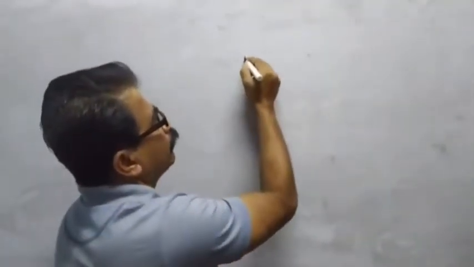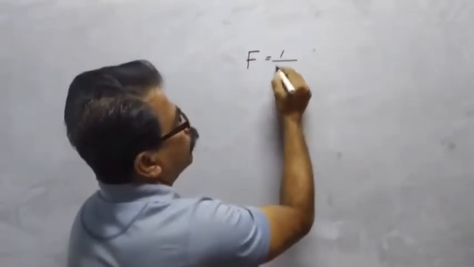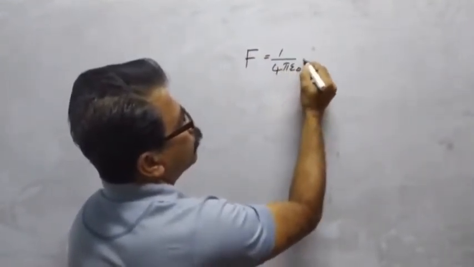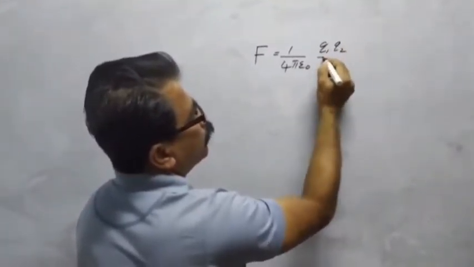Welcome to physics class. In the last class we discussed Coulomb's law. Coulomb's law gives the force of interaction between two charges, whether positive or negative. In that class you learned the equation representing Coulomb's law of forces. So, what is the equation? The equation is very simple. According to Coulomb's law, F equals 1 by 4 pi epsilon 0 q1 q2 by r square.